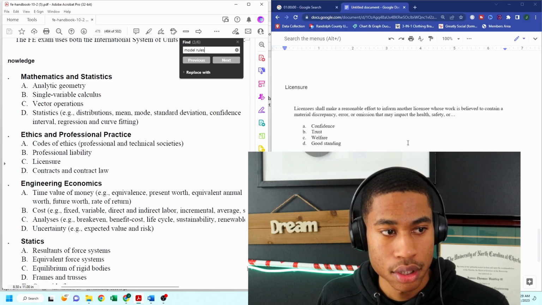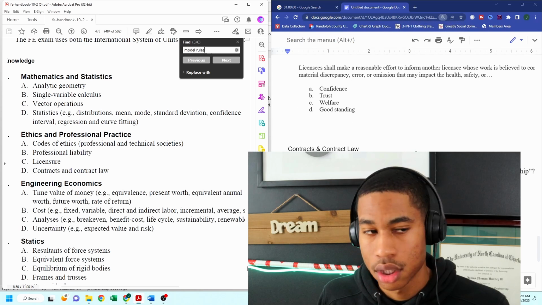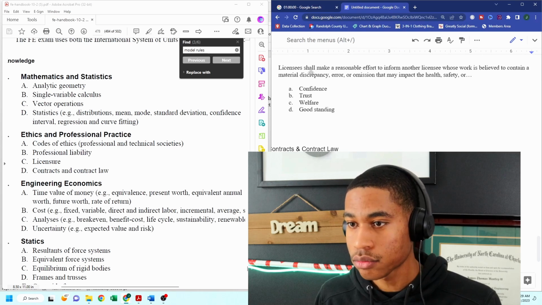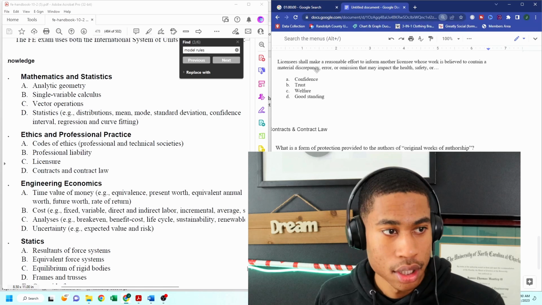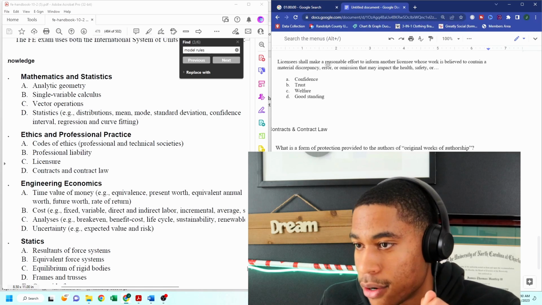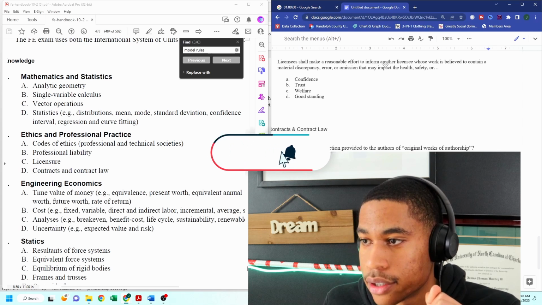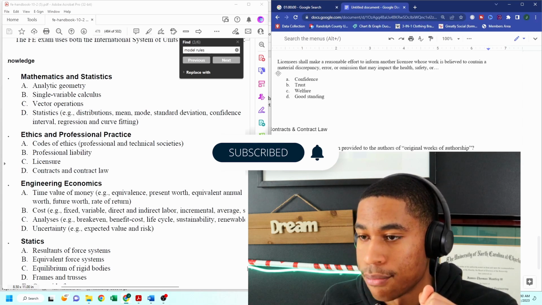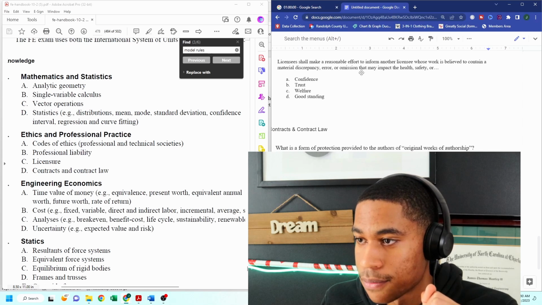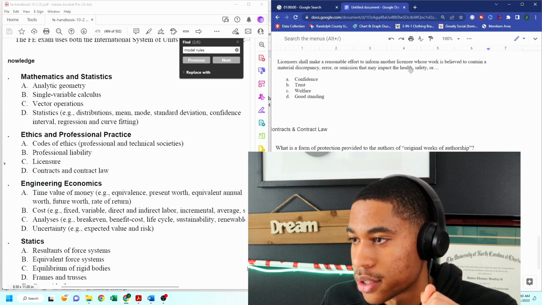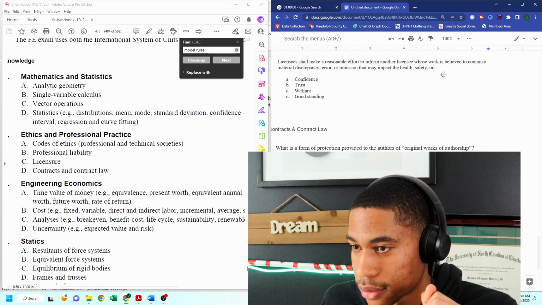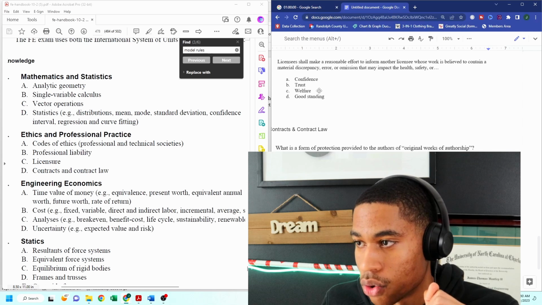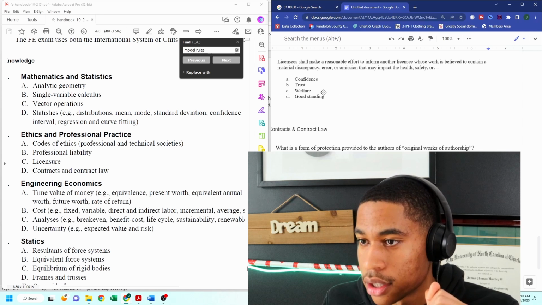And hopefully you can see this. Let's just start. So this one says, licensees shall make a reasonable effort to inform another licensee whose work is believed to contain a material discrepancy, error, or omission that may impact the health, safety, or blank. So, or confidence, or trust, or welfare, or good standing.